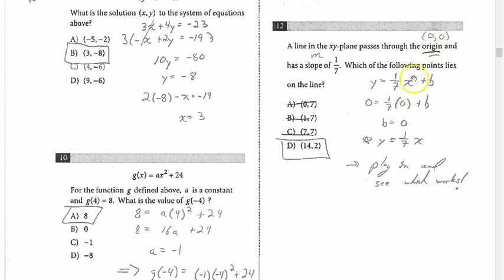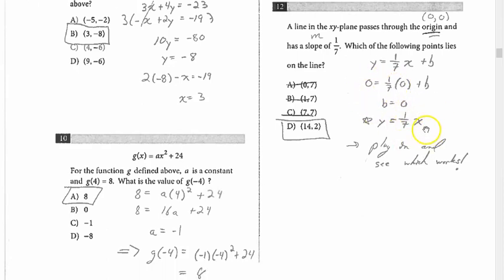Next, I substituted my x and y. So here's my y coordinate. Here's my x coordinate. To figure out what my y-intercept would be if I couldn't figure that out from the given information. Multiplying here gave me 0, subtracting 0, still 0, so b is equal to 0. That got me here to my equation, y equals 1 over 7x.